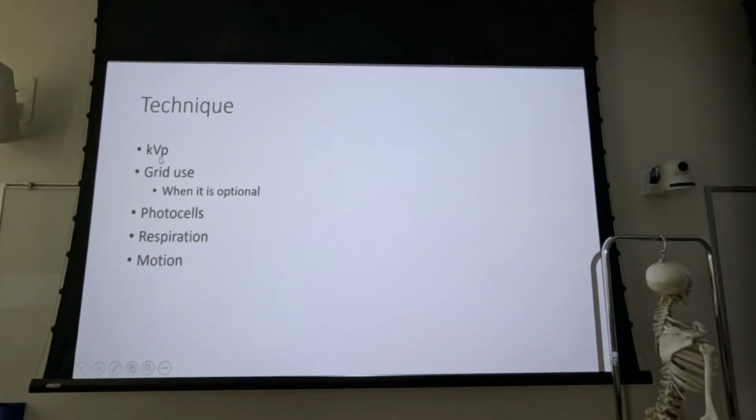So technique, KVP is going to be a little bit lower because now we're shooting mainly soft tissue, which creates a lot of scatter radiation. So our KVP, 80, 85. Grid use: because we're going to be shooting through the abdomen, it's all soft tissue on adults, then you really should be using a grid to clean up some of that scatter radiation you create.